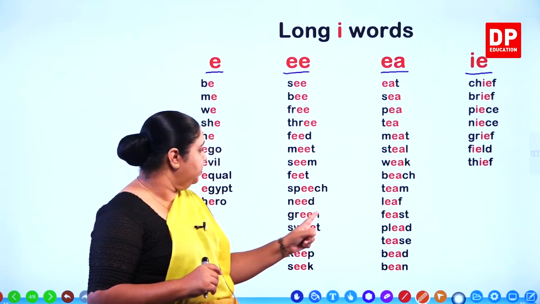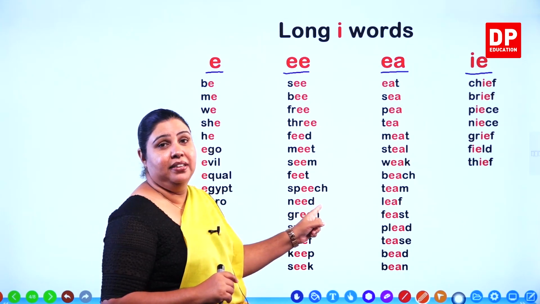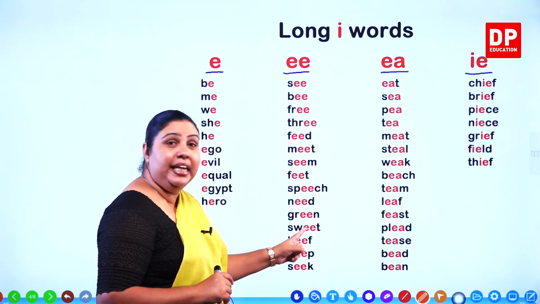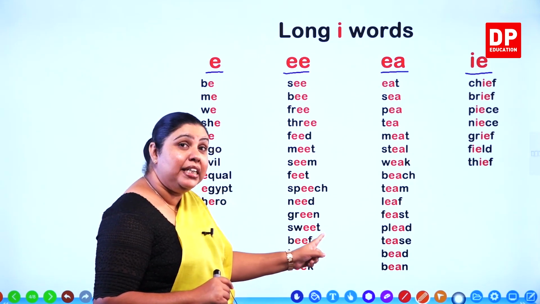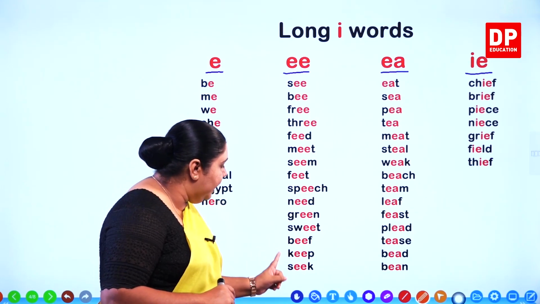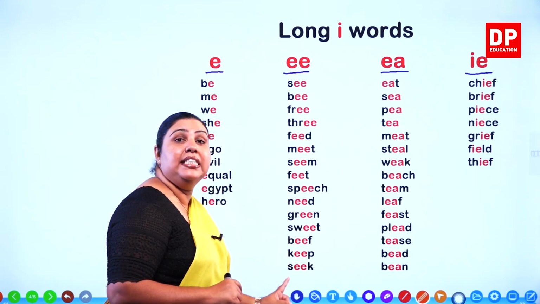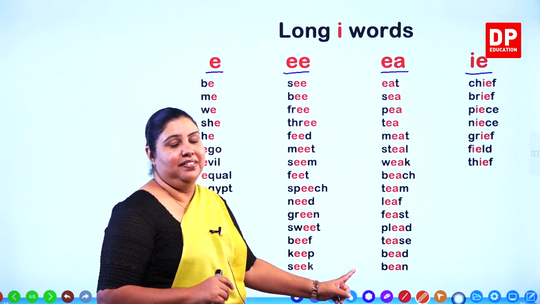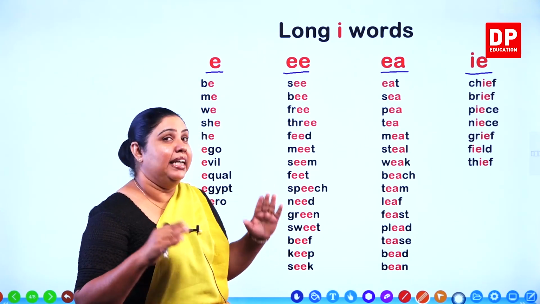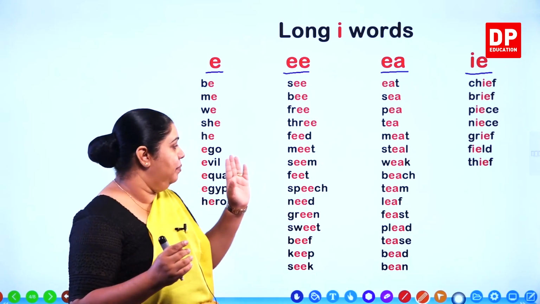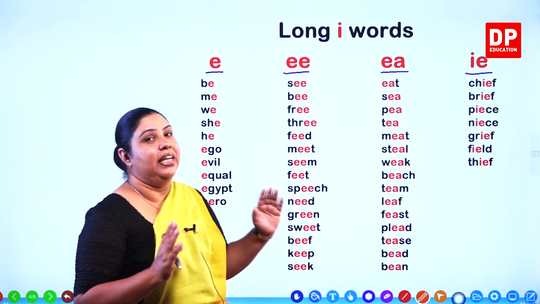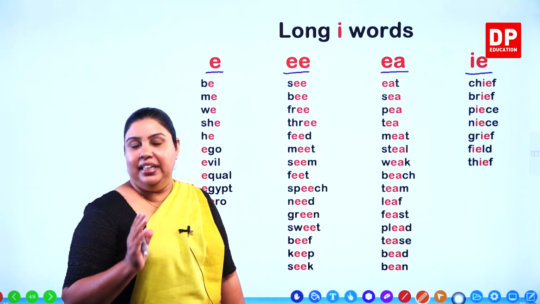Speech, need, green, sweet, beef, keep, seek. Right? You can have a look at all these words and read once again. දැන් teacher නැවතත් කියන්නේ පුතාලා මේ slide එක බලලා මේ words ටික long E sound එකෙන් ඔයගලන්ට read කරන්න පුළුවන්.